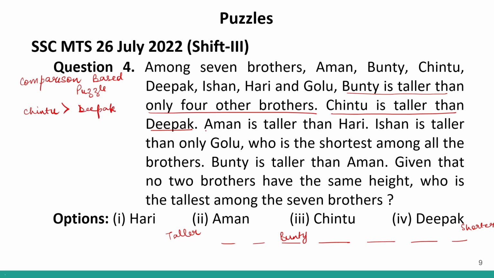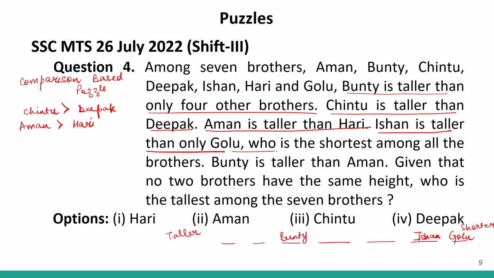Okay. Aman is taller than Hari. Let us hold this information also. Aman is taller than Hari. Clear? Ishan is taller than only Golu. That means Golu will be the shortest because Ishan is taller than only Golu.